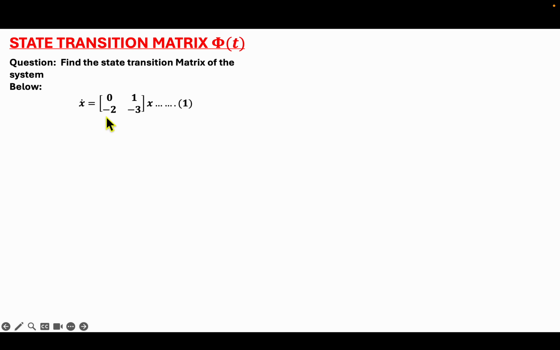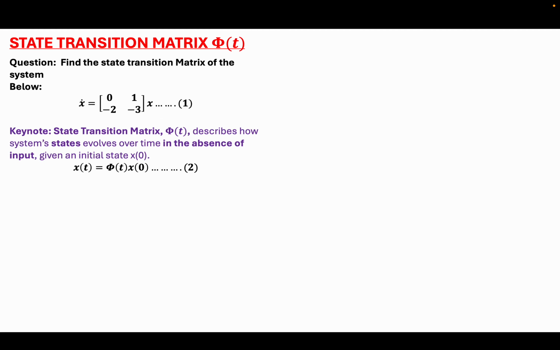So our problem is finding the state transition matrix of this system. Before we do that, let us find the formula we will use in finding the state transition matrix. So the state transition matrix, denoted by pi of t, is used in finding the state of a system at time t given the initial state of the system, s of 0.